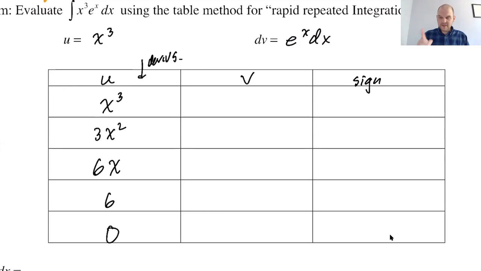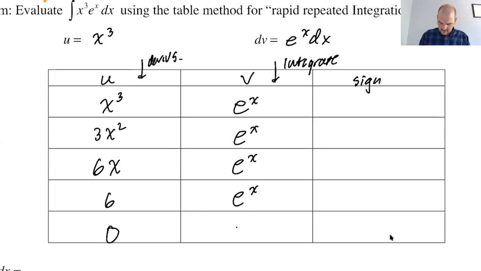And then here we're putting v. So the first thing we're going to put is v, not dv. So this is e to the x. And then we're going to integrate. So you keep going up, but in this case, it's always e to the x, e to the x, e to the x, e to the x, e to the x.